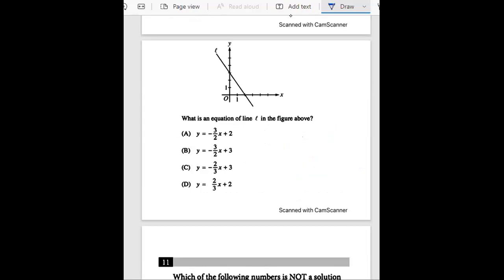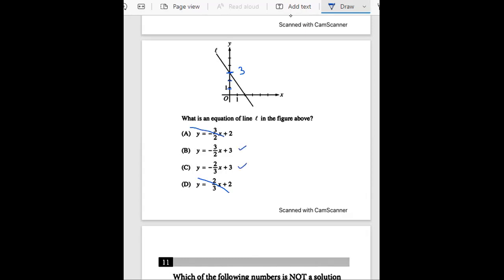Now let's talk about this question. What is an equation of the line L in the figure above? Now this is line L. What would be its equation? Since this line is coming downwards, its slope would be negative. So I will immediately cross choice D. D cannot be the choice, right? Its slope is going to be negative, and what is the y-intercept? If this is 1, this is 2, and this is 3, then the answer cannot be A. The answer would be either B or C.